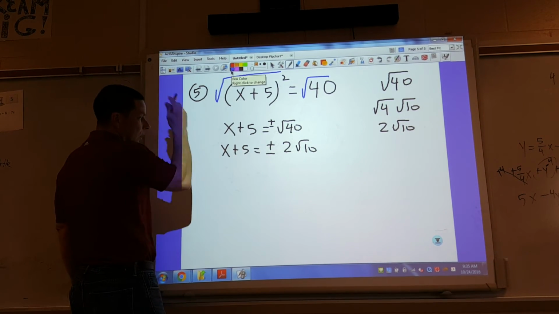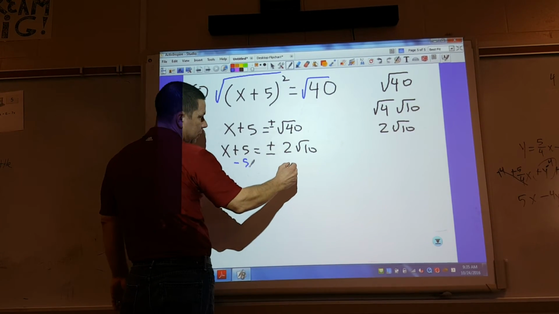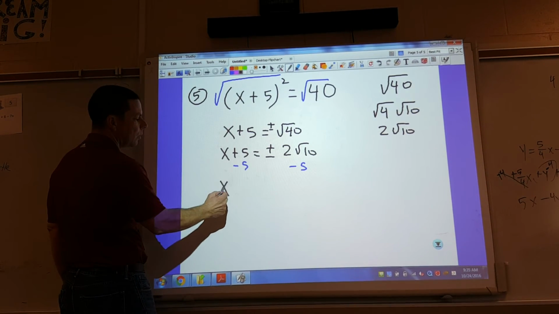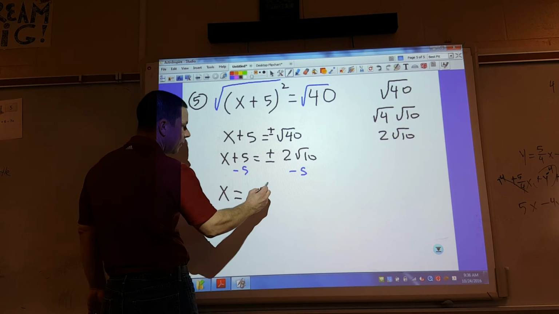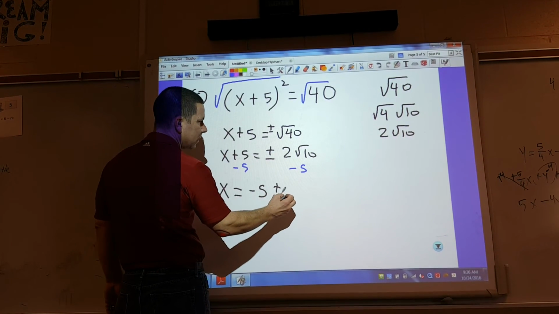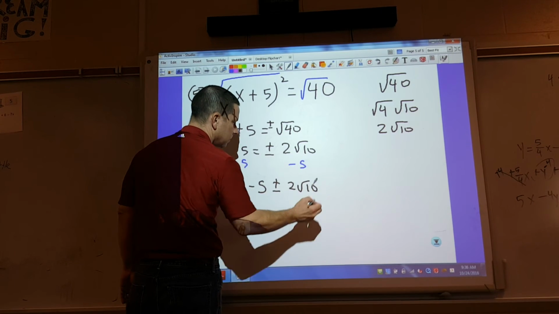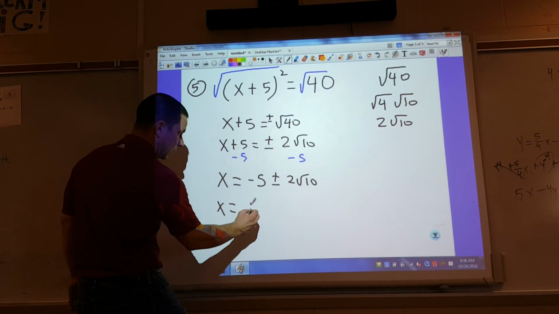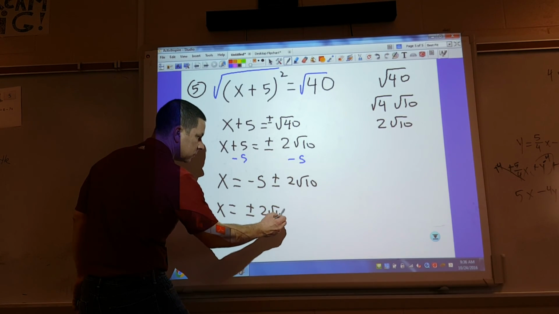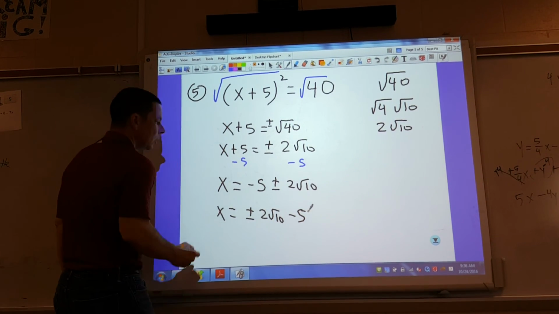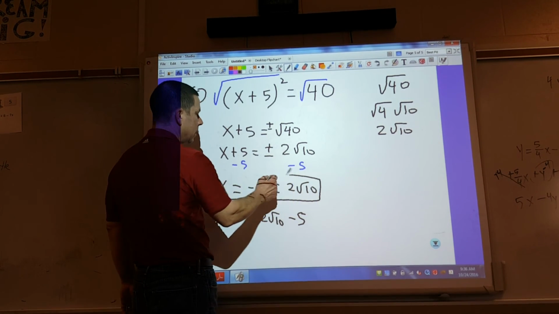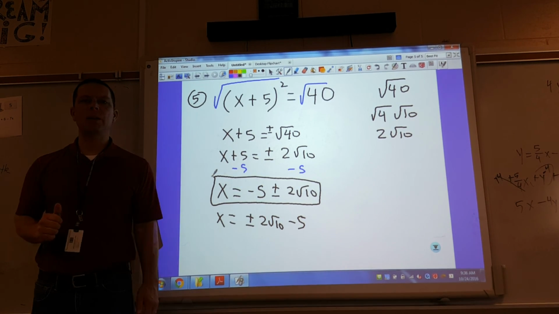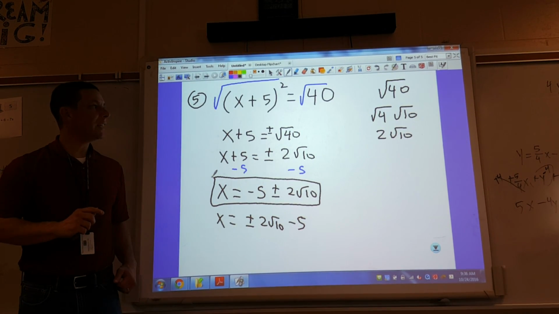Now we need to solve for x, so we need to subtract 5 from each side. Subtract 5 from each side, and there's a number of ways you can write these answers here. You can write x equals negative 5 plus or minus 2 root 10. You could write x equals plus or minus 2 root 10 minus 5 also. I think I would prefer you write it that way, but either one is correct. So there's a few examples of solving quadratic equations by taking square roots.